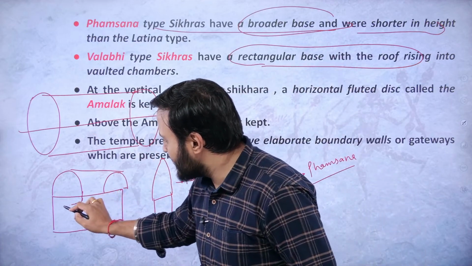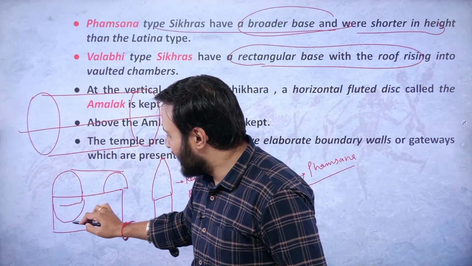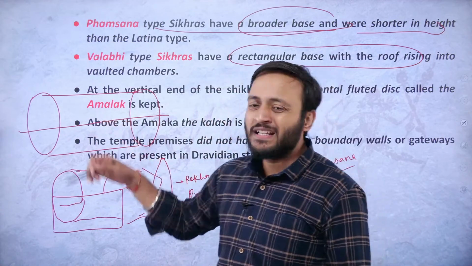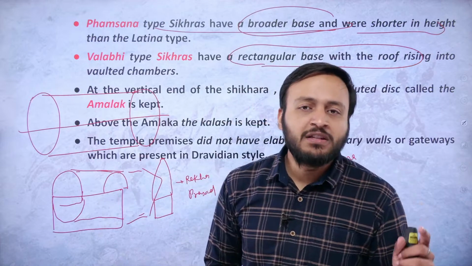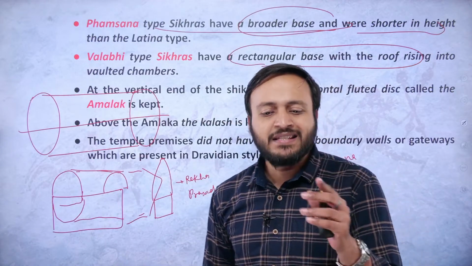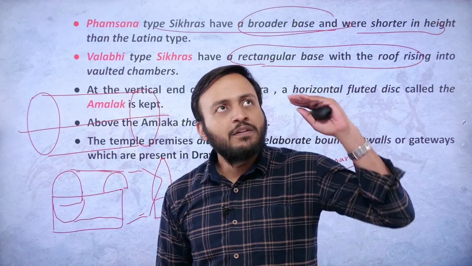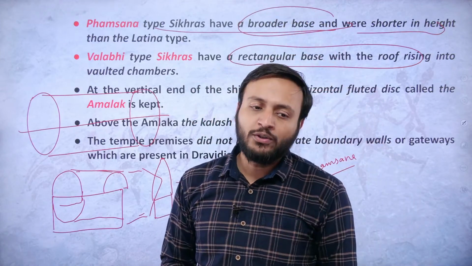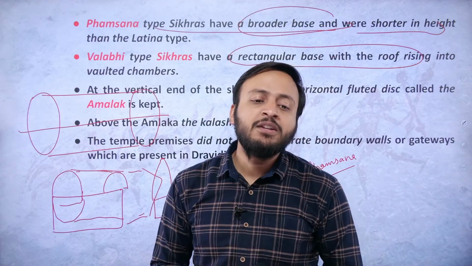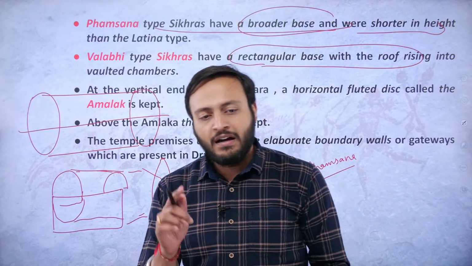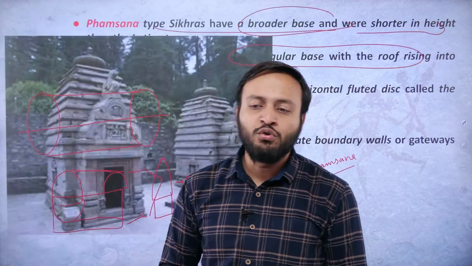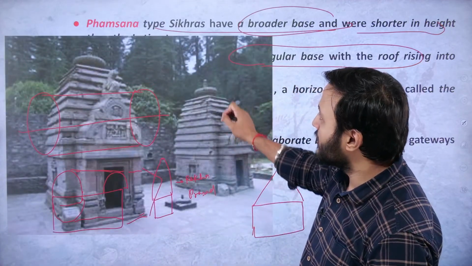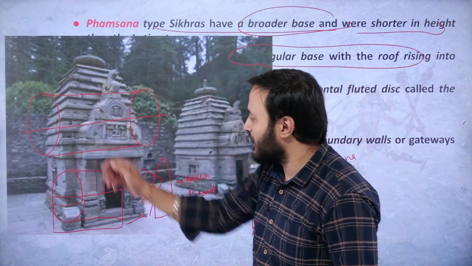You can see this is basically a cylindrical structure. So the Vallabhi type of shikhar is a semi-cylindrical structure of the roof. When you see a semi-cylindrical roof, understand that it is the Vallabhi shikhar of the temple. Until you see the pictures, you will not understand this. So this is what I am talking about. This is the Phamsana type of shikhar.